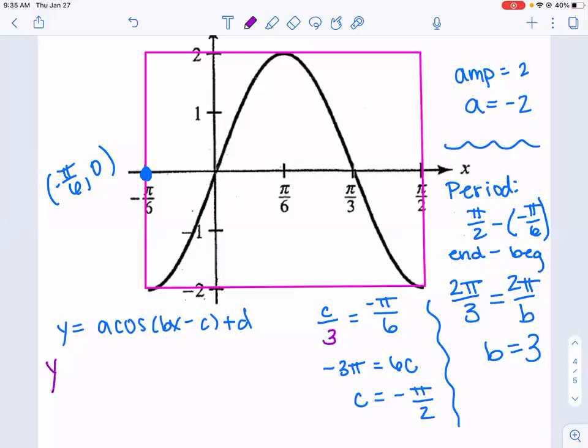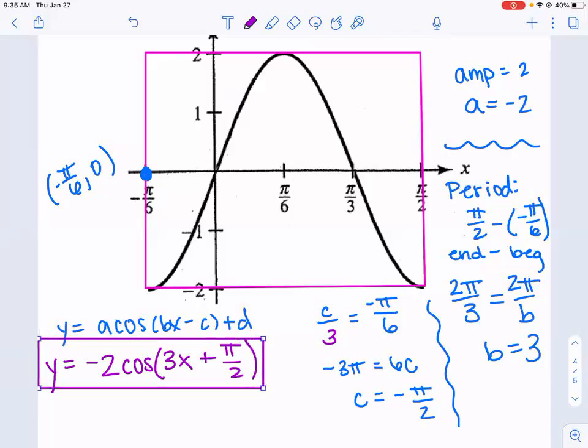Okay, so we have y equals a cosine of bx minus c, and our c is negative, so this turns into a plus pi over 2. Since it's bx minus c and c is negative, we have a shift to the left, so we need to have addition inside.